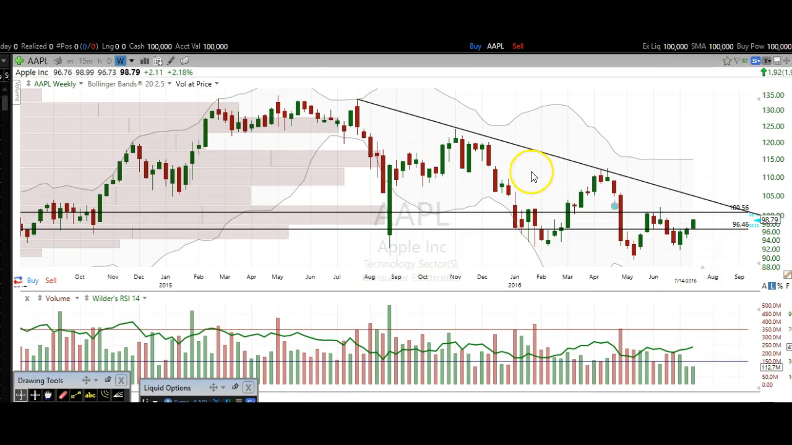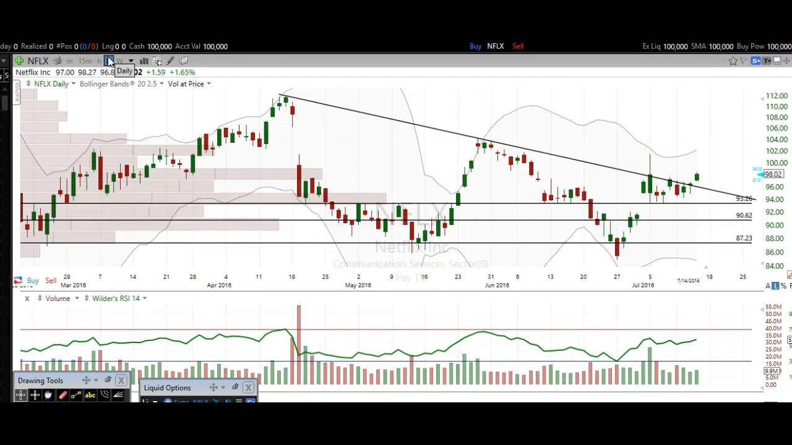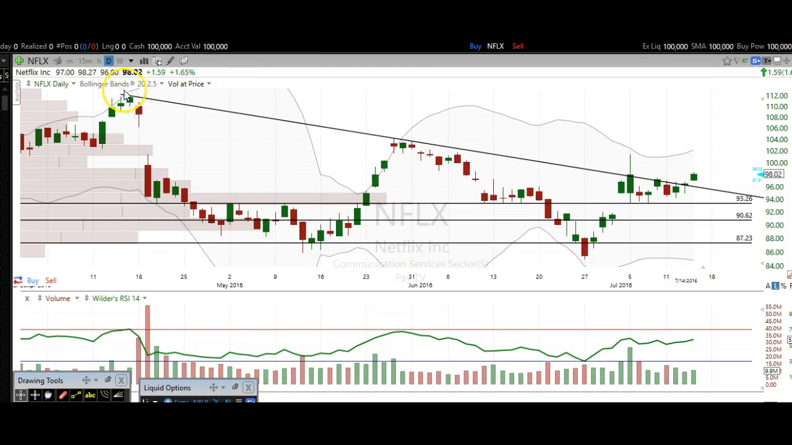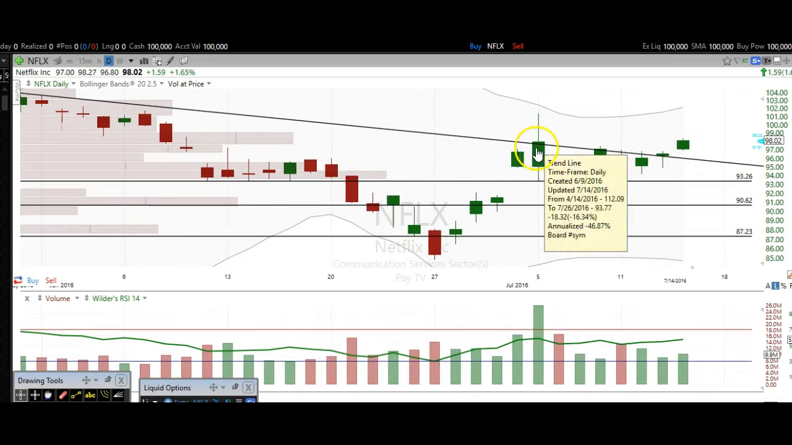Okay? Next chart I want to cover is Netflix. Netflix here. First day that we had a significant break over this downtrend line. As you can see, we've got touches right here, here, and it tried to break over. You can see it kind of just barely went over it. I don't really like to count that.